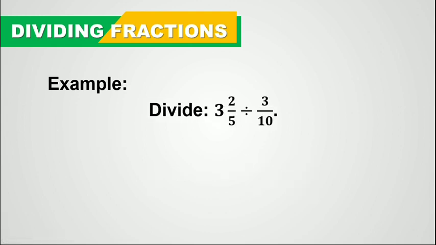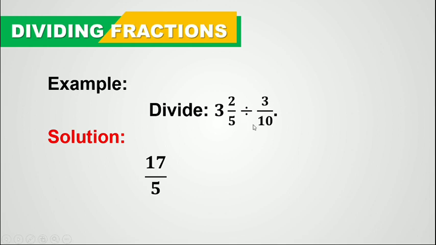Now, what about this one? Let's divide 3 2/5 by 3/10. As you can see, this is a mixed number and this one is a proper fraction. How are you going to do the division process? You have to change the mixed number to an improper fraction first. So 5 times 3, that's 15, plus 2, that's 17. So 17/5, divided by 3/10.